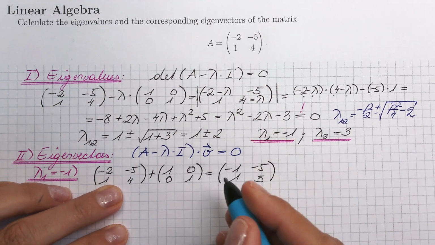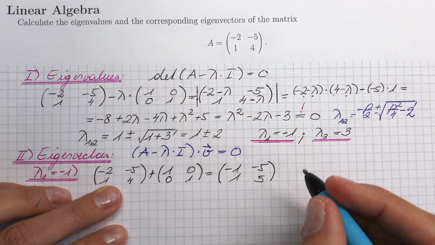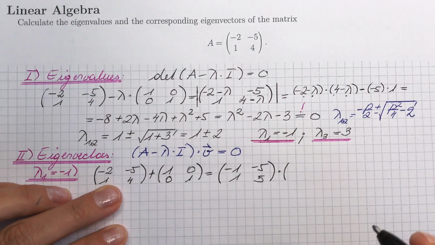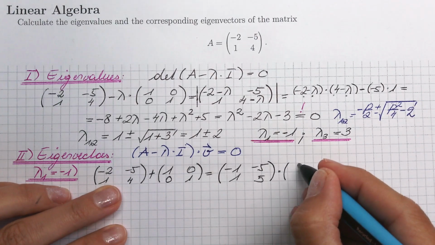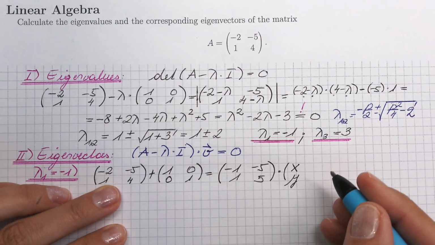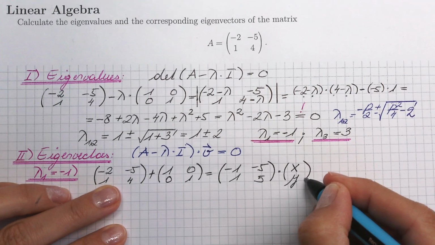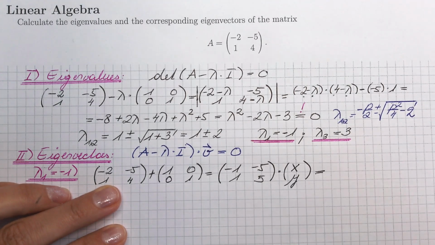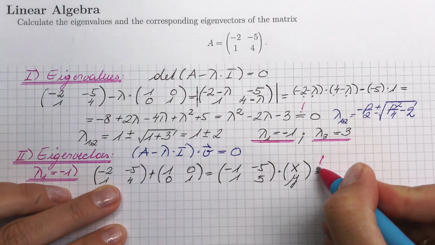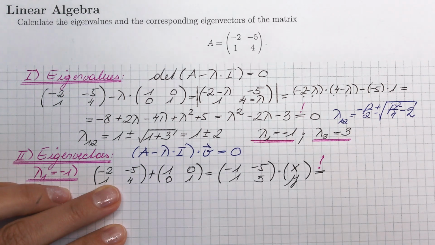Okay? Then we need to multiply with the eigenvector. Every vector has two coordinates, x and y, if it's a two-dimensional vector, and this is set to the 0 vector.